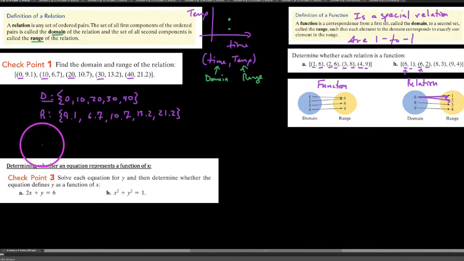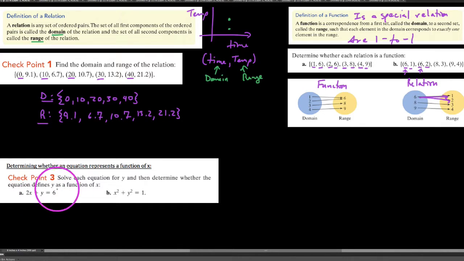This is a follow-up to my last video in which we defined a function as being a special relation in which all of our domain values go to one and only one, at most one, output value. So what we're going to do in this video is just very quickly determine whether an equation represents a function of x. I've got a couple of equations here, and the instructions are: solve each equation for y and then determine whether the equation defines y as a function of x.